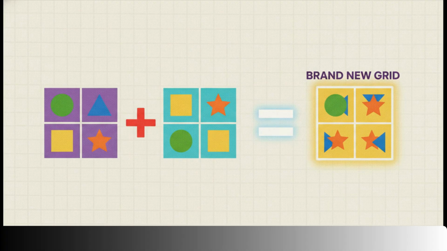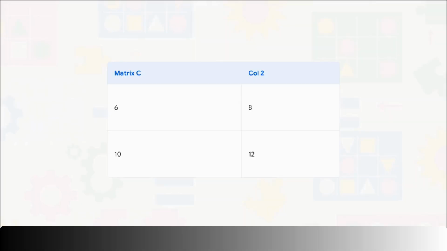Your new matrix is going to be the exact identical size as the ones you started with, meaning if you added 2 2 by 2 matrices, your answer is going to be a 2 by 2 matrix. And there you have it. You've successfully added 2 matrices.